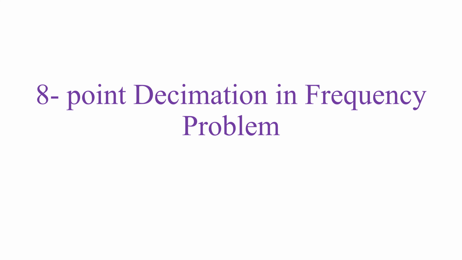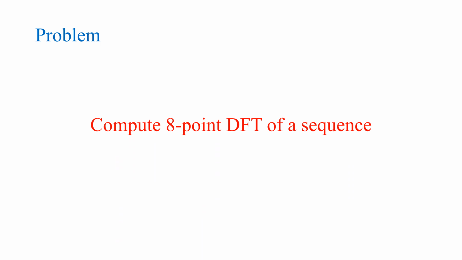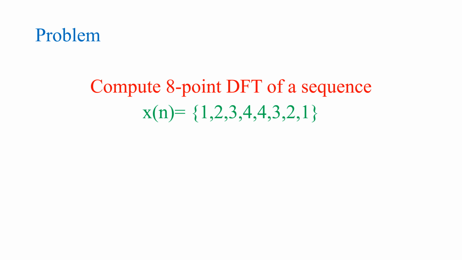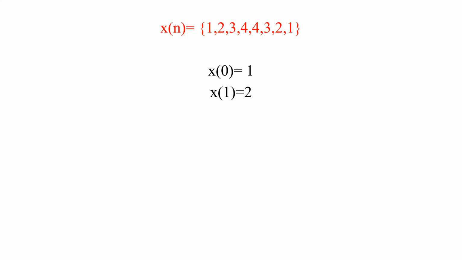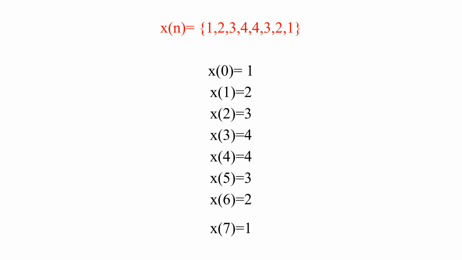Now we are going to see a problem in decimation in frequency, and it is an 8-point problem. We are seeing the question. Here x of n is given. We have to use the DIF algorithm and we have to find the 8-point DFT. Let's just write the given sequence. We find the individual samples x of 0, x of 1, like that.